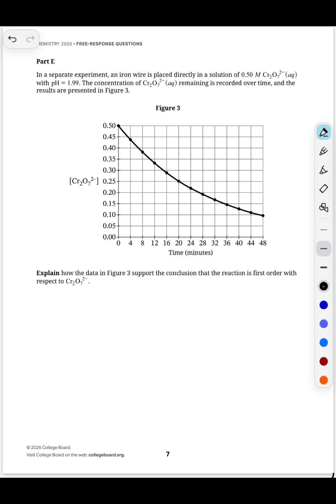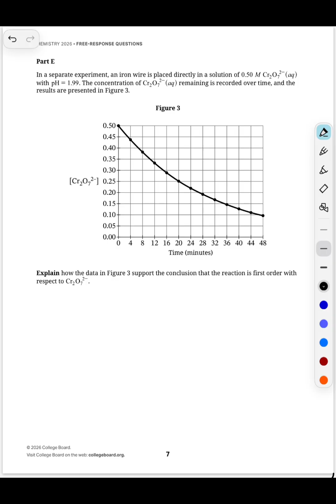Part E says, in a separate experiment, an iron wire is placed directly in a solution of 0.50 molar of our Cr2O7 2- with a pH of 1.99. The concentration of that ion remaining is recorded over time, and the results are given to us in the graph below. All right, so if we take a look at our y-axis, we have the molarity of our ion, and the x-axis is time in units of minutes.